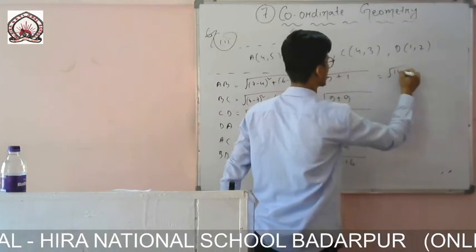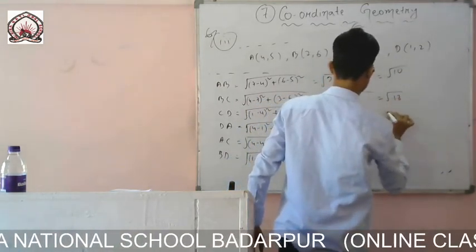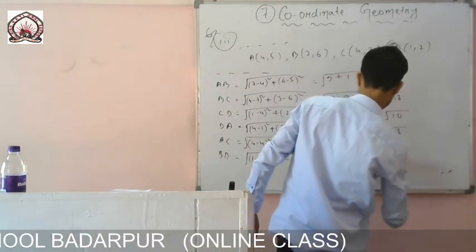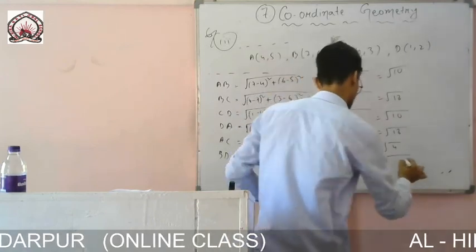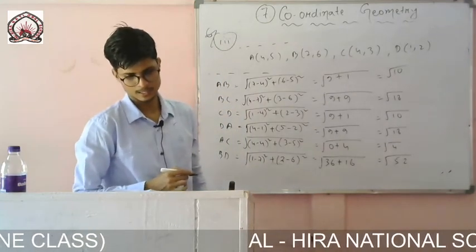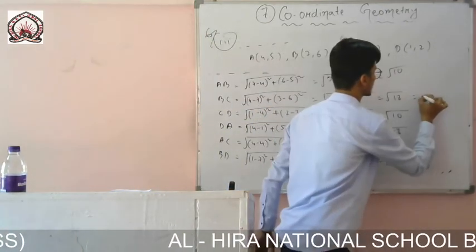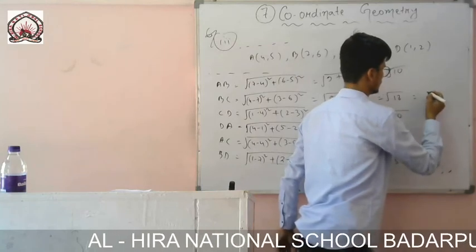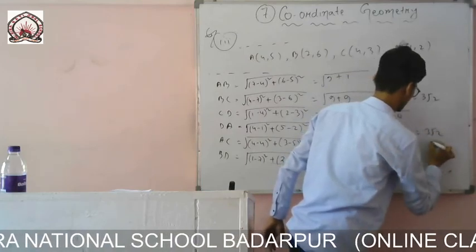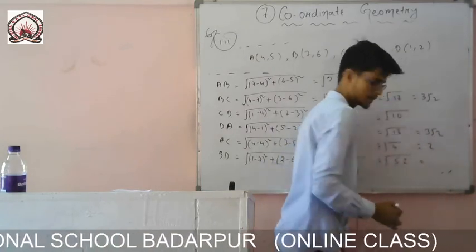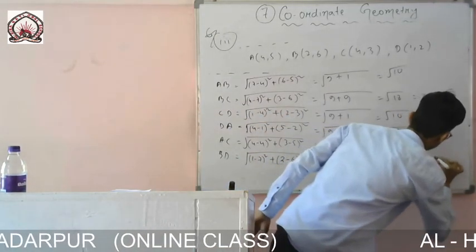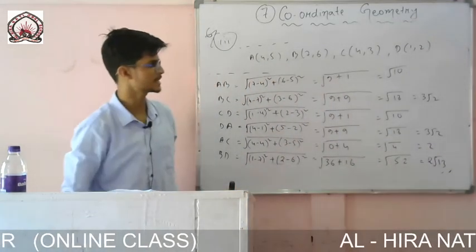So 9 plus 9 is 18, and 9 plus 9 is again 18, then 36 plus 16 is 52. Okay. So these are the values 18, which I can write as 3 root 2, and 52, which I can write, I think, as 2 root 13, yes. 2 root 13. So you see the values carefully.